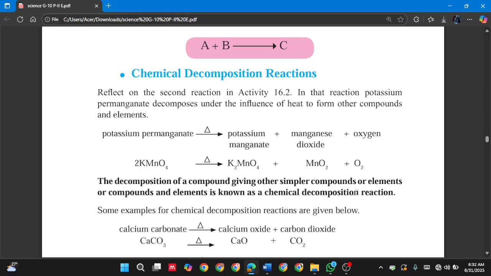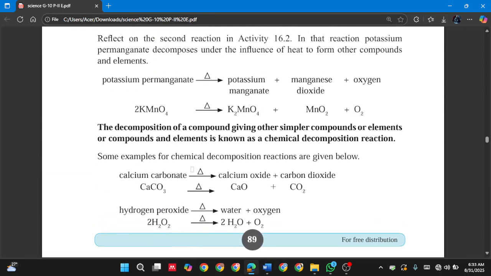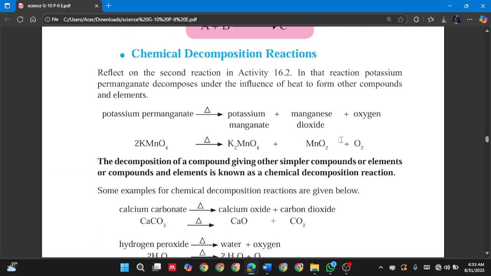Okay, chemical decomposition reactions. In there, this is the common reaction formula, because one compound prepares two other compounds. Okay, so A converts into B and C, two other compounds. One compound converts into two other compounds. So here you can see the production of oxygen. This is a formula we use in the preparation of oxygen. Here you can see potassium permanganate is converted into potassium manganate, manganese dioxide, and oxygen.